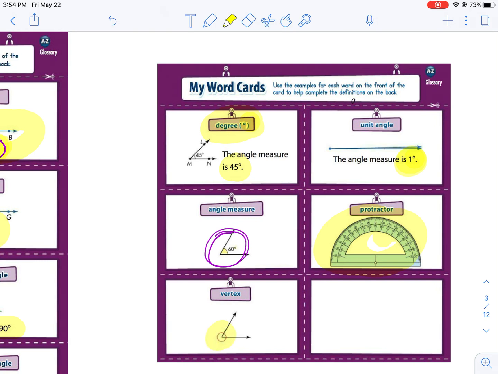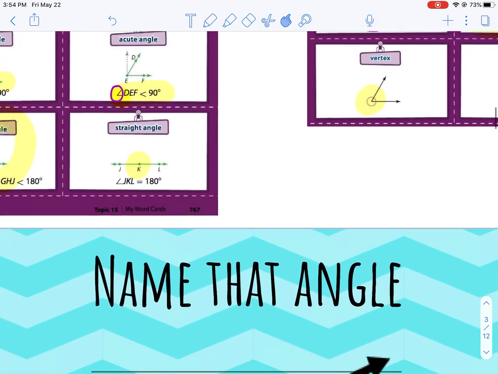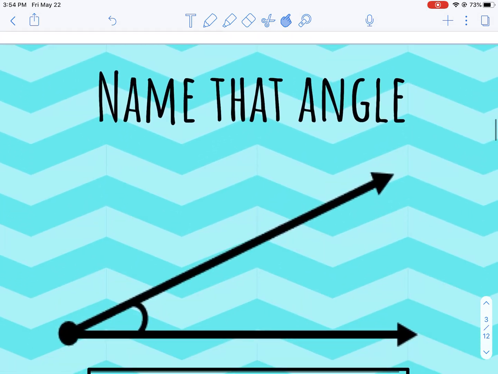It'll show you how to measure it. And then again, like I've been telling you, where these two lines meet is called a vertex. Okay, and when we talk about solid shapes, they also have vertices. So I know that we probably talked about that in 3rd grade.